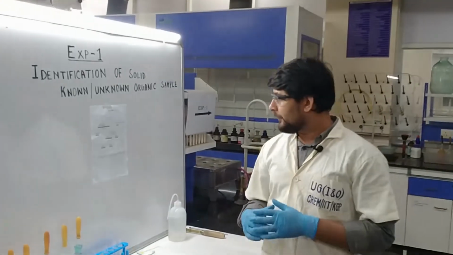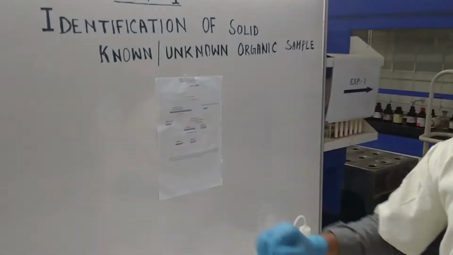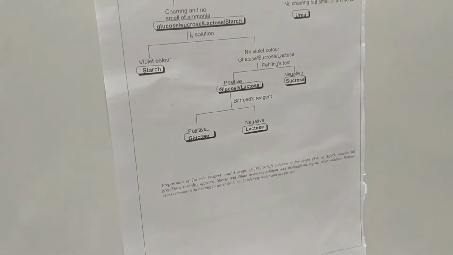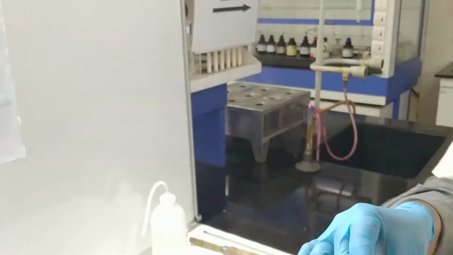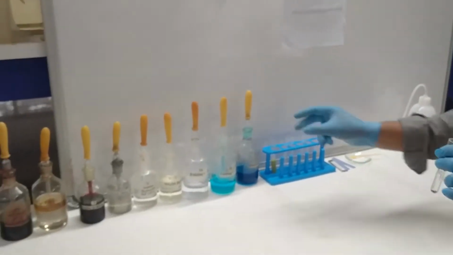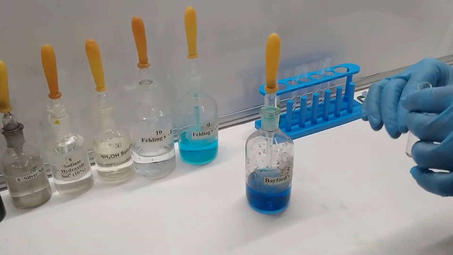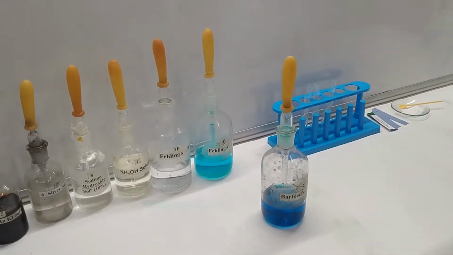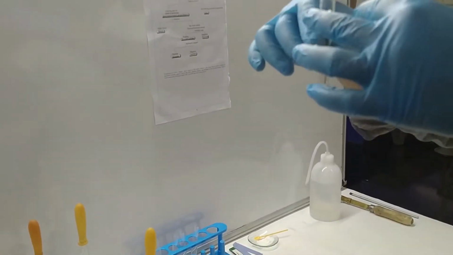Okay, so after the Fehling's, according to the flowchart, the coming test is the Barfoed test. For that again we have to prepare an aqueous solution of glucose, that is already prepared over here. So this is the aqueous solution of glucose, and I am going to add Barfoed reagent into this. Okay, so here is the Barfoed reagent. This much volume is not needed actually. I just decrease some.